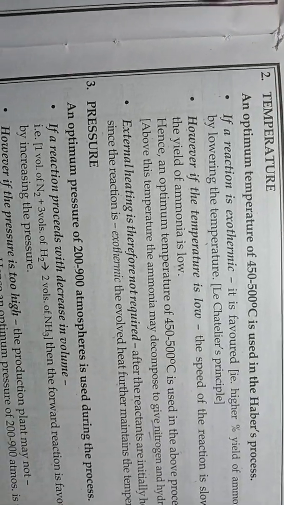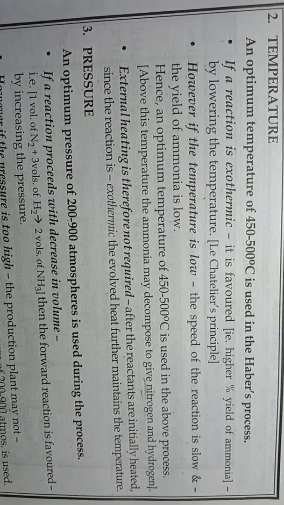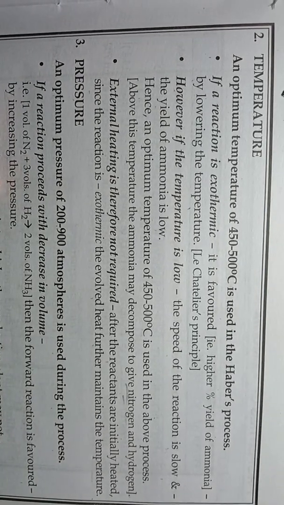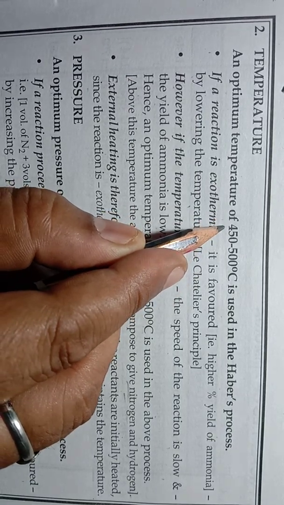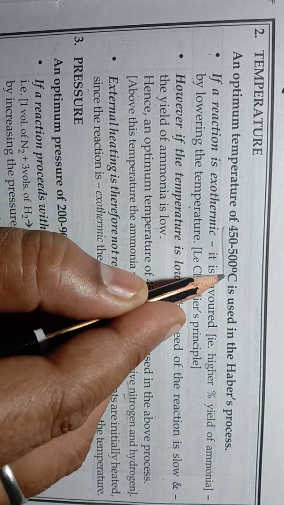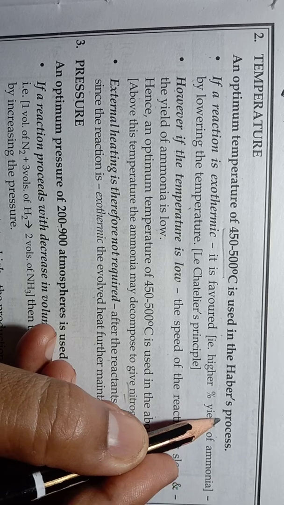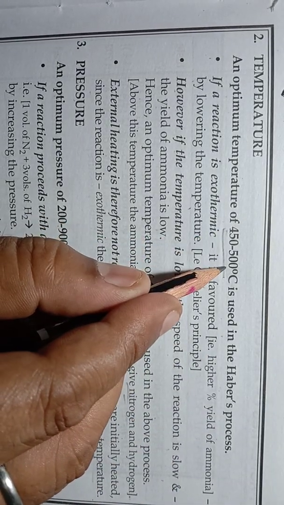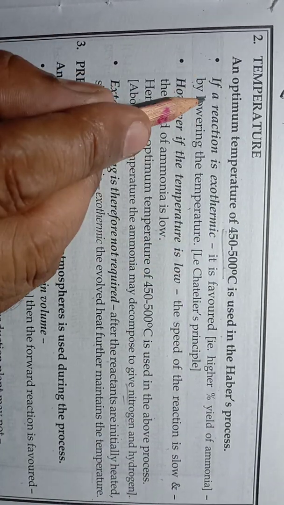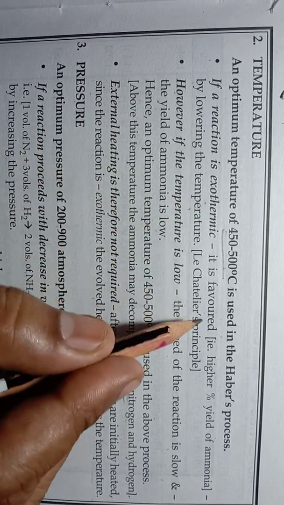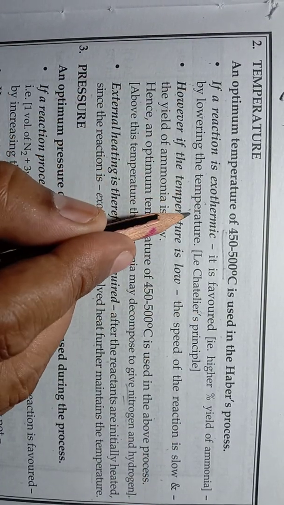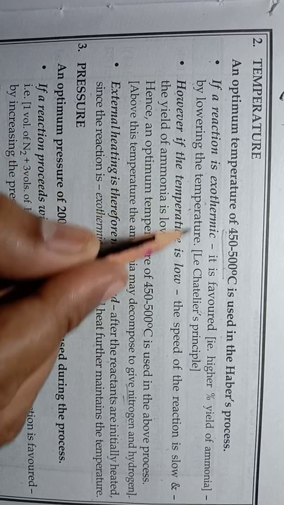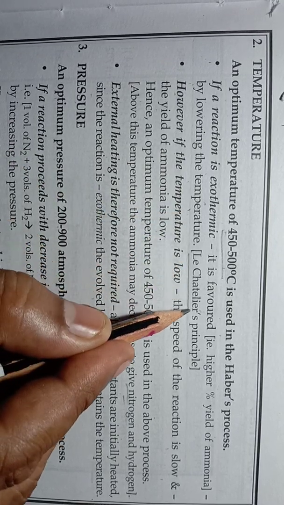The heading is temperature. An optimum temperature of 450 to 500 degrees Celsius is used in the Haber's process. So this is the optimum temperature. First point, if a reaction is exothermic, it is favored by lowering the temperature. And this is according to Le Chatelier's principle.